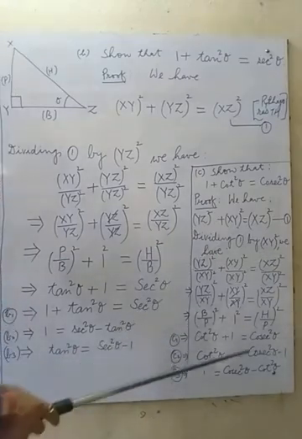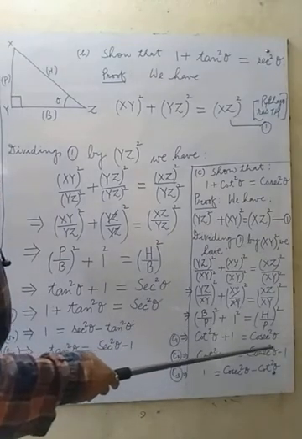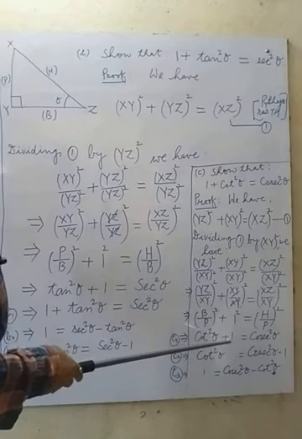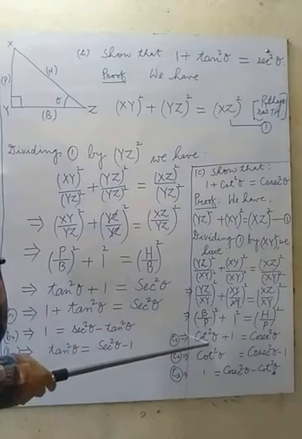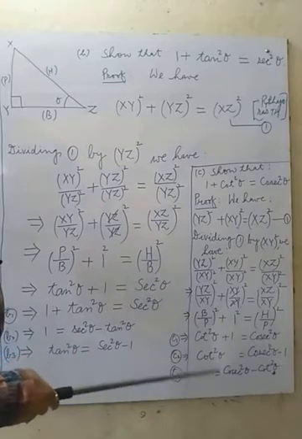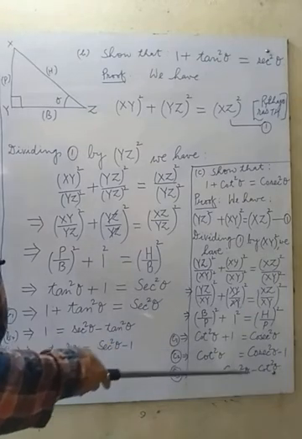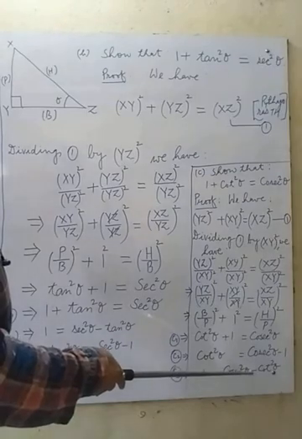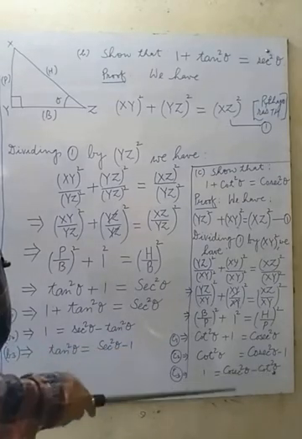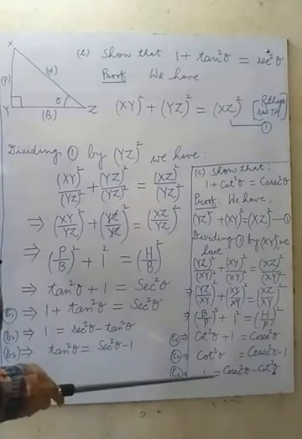It is not compulsory that always 1 can be transposed there. 1 will be on the same side. This cot square theta will be transposed to the right hand side. Now 1 equals cosec square theta minus cot square theta, and this one equals 1.